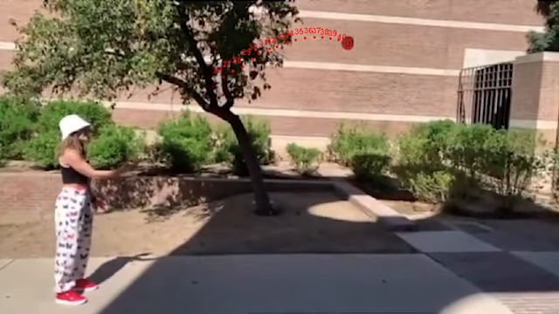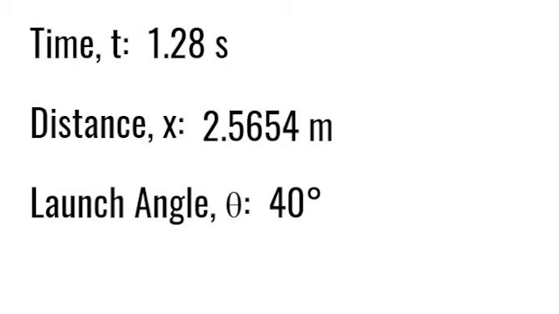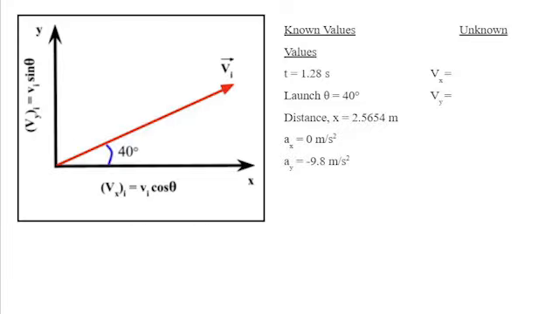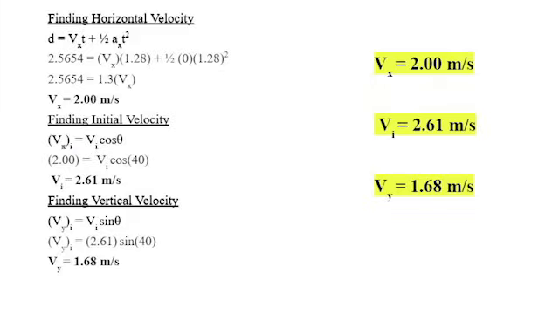For the first toss, we had the values of 1.28 seconds, around 2.6 meters or 8 feet 5 inches, and a launch angle of 40 degrees. This gives us our known and unknown values. Plugging in our values from the first toss of the experiment, we got a horizontal velocity of 2 meters per second, an initial velocity of 2.61 meters per second, and a vertical velocity of 1.68 meters per second.